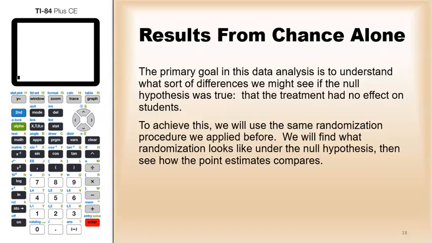The primary goal in this data analysis is to understand what sort of differences we might see if the null hypothesis was true, that the treatment had no effect on students. That is, we want to see what random chance looks like, and then compare our sample to that. To achieve this, we'll use the same randomization procedure that we applied before. We'll find what randomization looks like under the null hypothesis, then see how the point estimate compares.